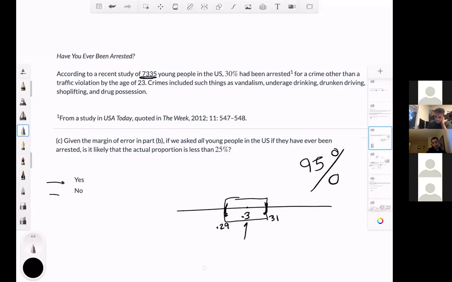No. 25% is around here, less than 0.29. So the answer is no. Correct? This is how it makes sense if we know all those terminology.